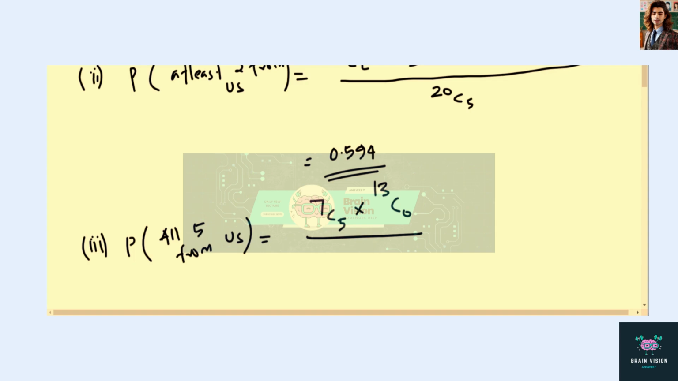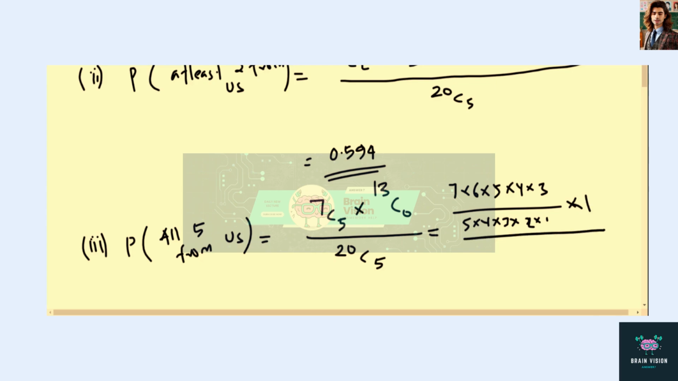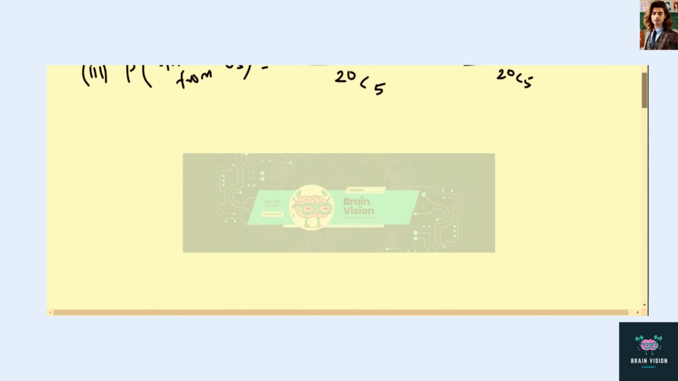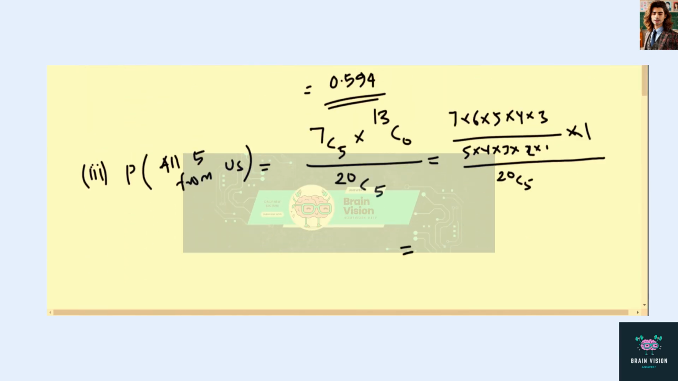Now we know the total number of selections possible will be, out of 20 you just have to select 5. Again, simplify this. 7C5 into 13C0, how can we simplify? 7 into 6 into 5 into 4 into 3 divided by 5 into 4 into 3 into 2 into 1. 13C0 means it is 1, divided by the 20C5 value we already found out for the first question. Just substitute all these values, and we'll be getting the final answer equal to 0.001. These are the required probabilities.